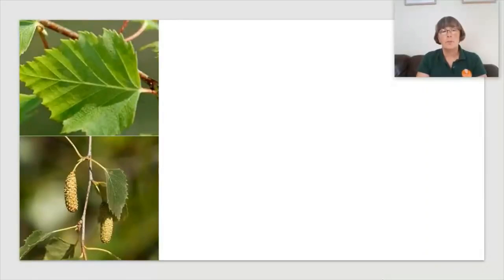And here's the seed from the tree. This is called a catkin. It's a group of seeds held together. And what happens with these is that they disintegrate and fall apart in the autumn, and the tiny little seeds are blown all around looking for a new place to start to grow.